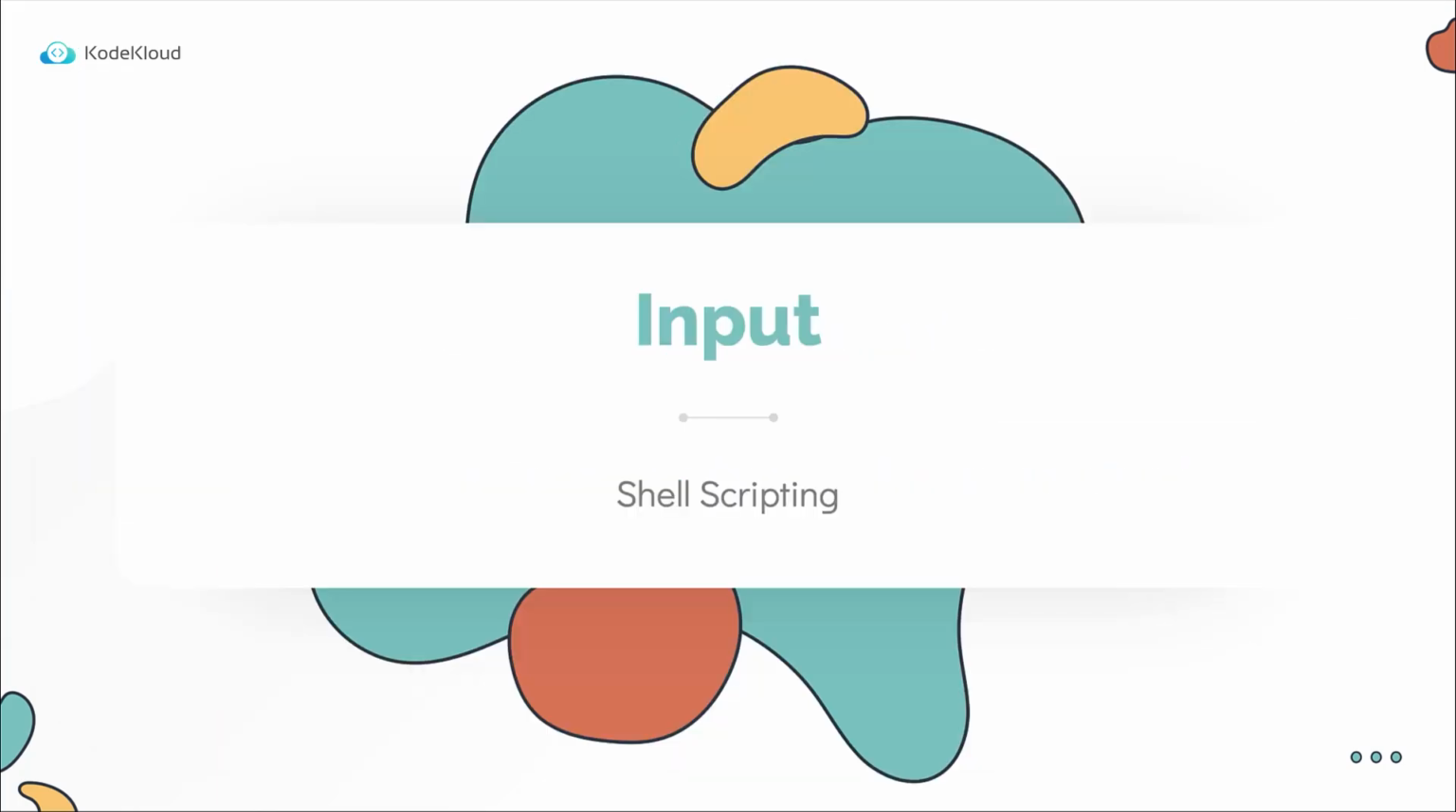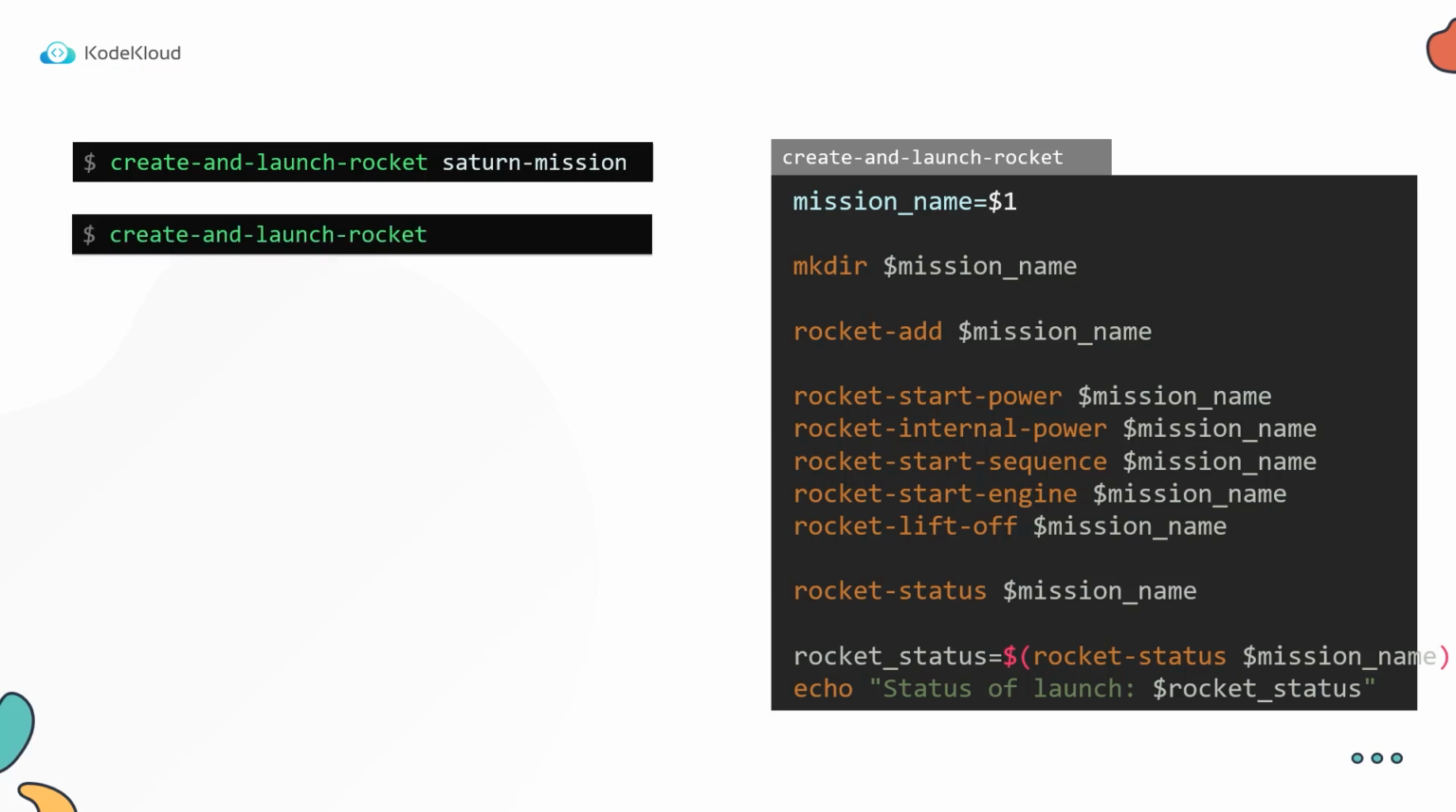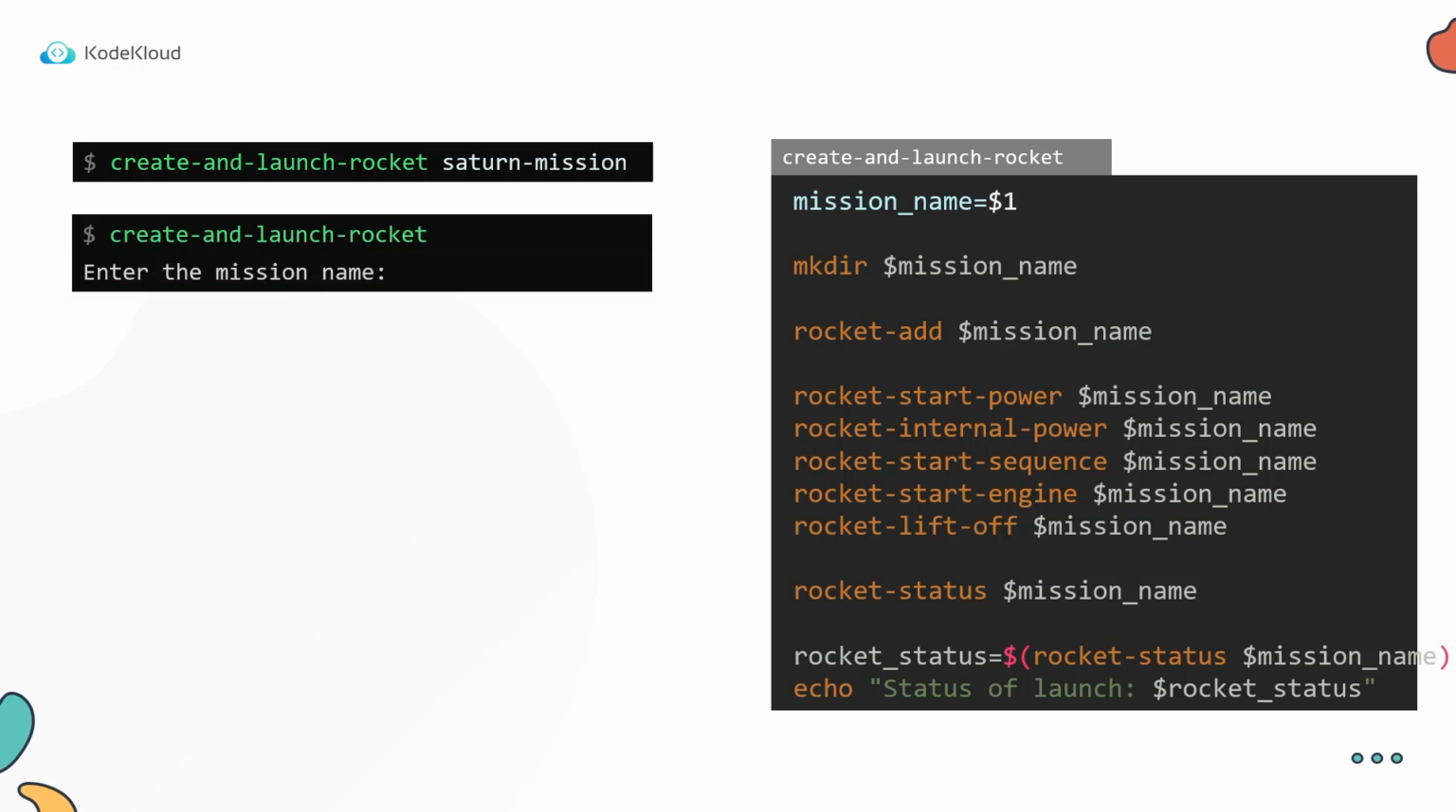Let us now look at prompting for inputs in a shell script. We saw one way of passing in an input to the script by using a command line argument of $1. That way, when the user runs the script, they pass in the mission name as part of the command. Now say for instance, what if we want to prompt the user for a mission name when the script starts instead of passing in the mission name as a command line argument? Something like this. The script should wait for the user to type in a mission name, and then when the user types it in, use that value as the value for the variable mission_name.